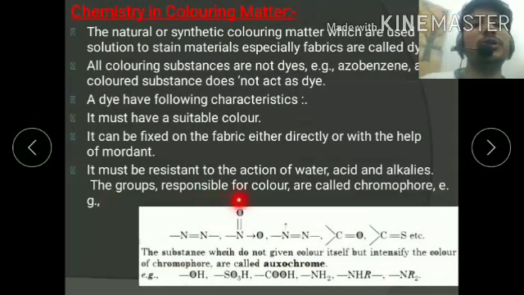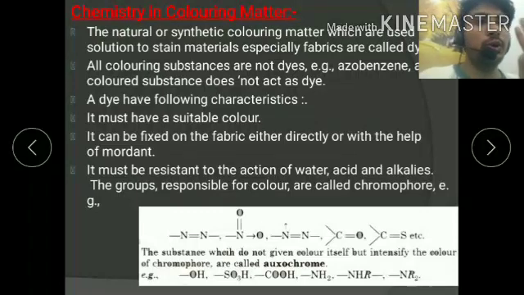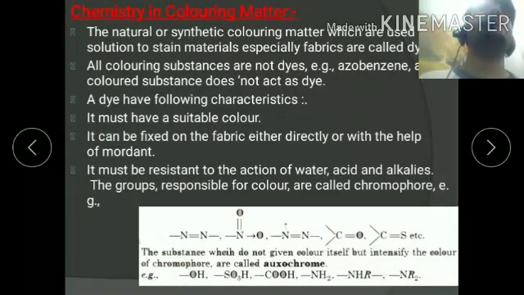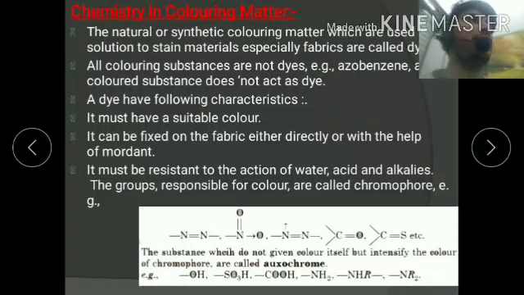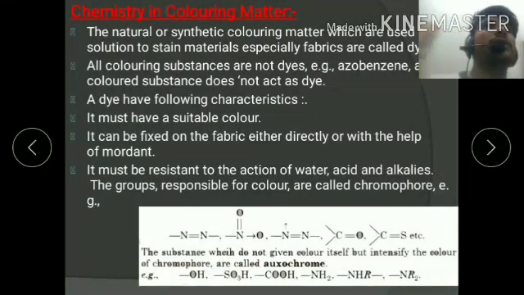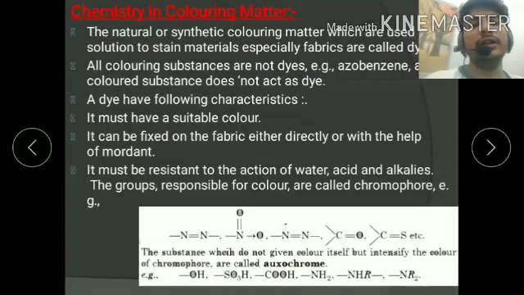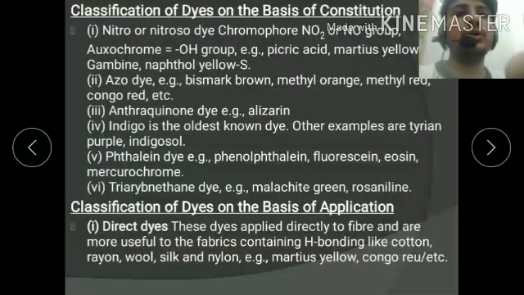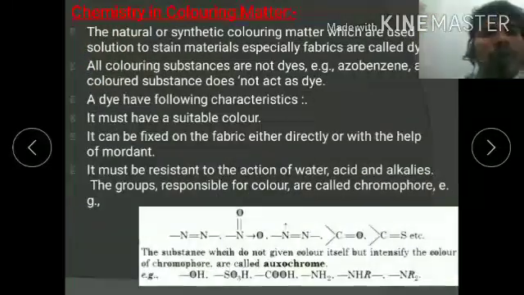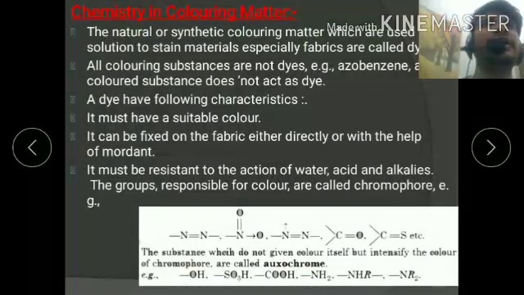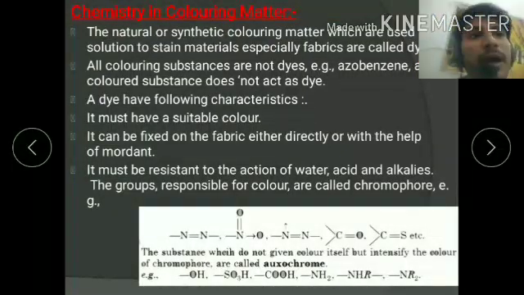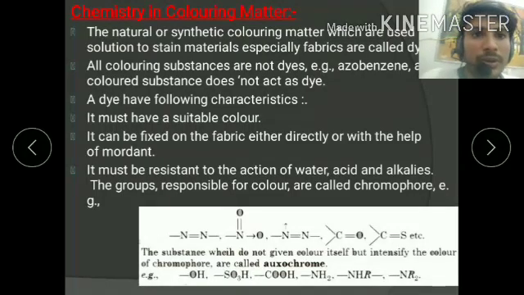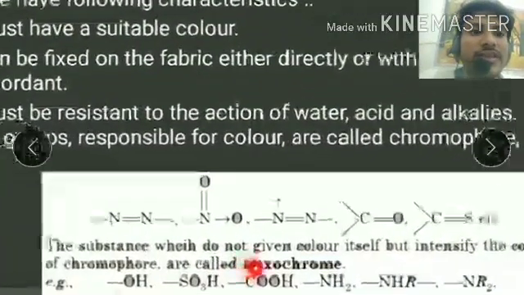The group responsible for the color is called the chromophore. Two terms are there. First one is dye. What is dye? I told you dye is a chemical substance or a natural substance which imparts the color on the fabric. Okay, regarding the property of dye, I told you two terms. First one is chromophore and second one is the oxochrome. What is chromophore? Chromophore is a substance that imparts color. Okay. Examples, these are the chromophores.